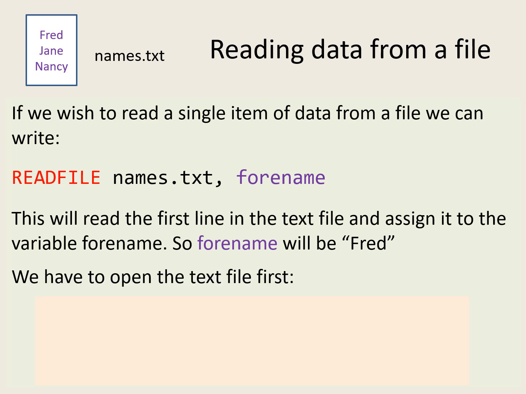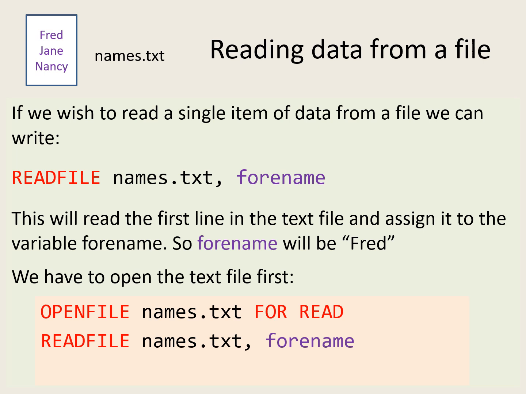But we have to open the text file first. Before we can do anything, we have to open the file first. Then we can add read file names.txt for name. So we're going to take the first item of data, and we're going to store it using the variable for name. Once we've got that variable for name, we can do things with it. So I can output for name and it will output Fred to the screen.